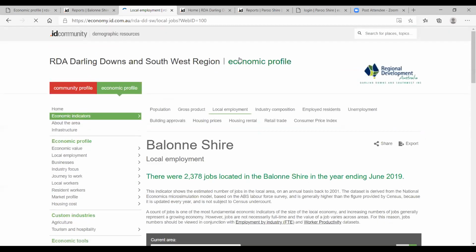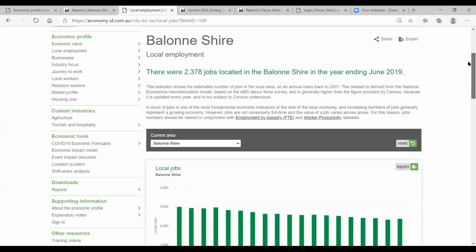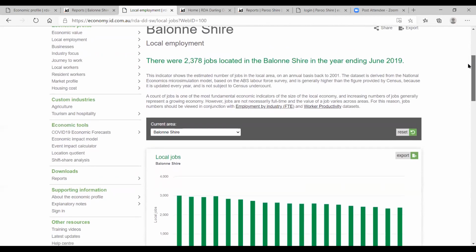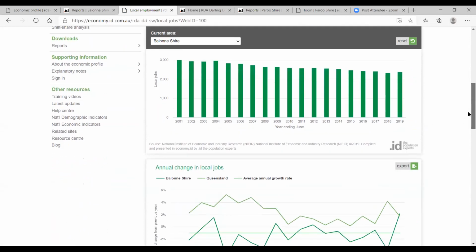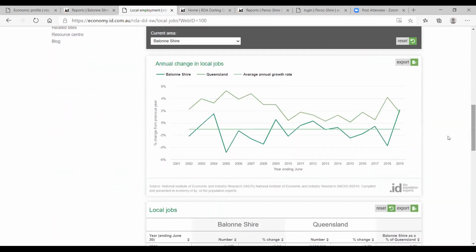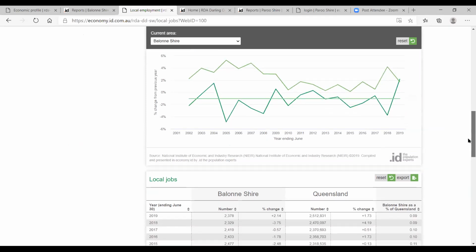The next one I like to look at is local employment. So we have our story around growth, but there's also a separate story that comes around local jobs. And here we can see, even though we had a fall in our growth in terms of our GRP, we actually had a slight increase in the number of jobs on offer in the Balonne Shire. So when we come down here, you can see your annual change in jobs was actually 1.7% compared to Queensland actually had a fall in jobs growth.